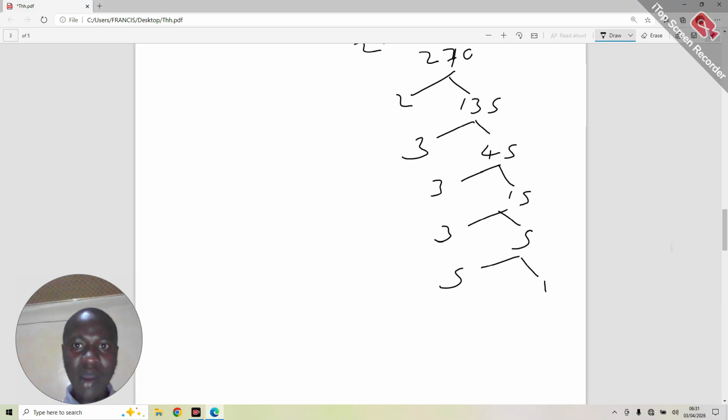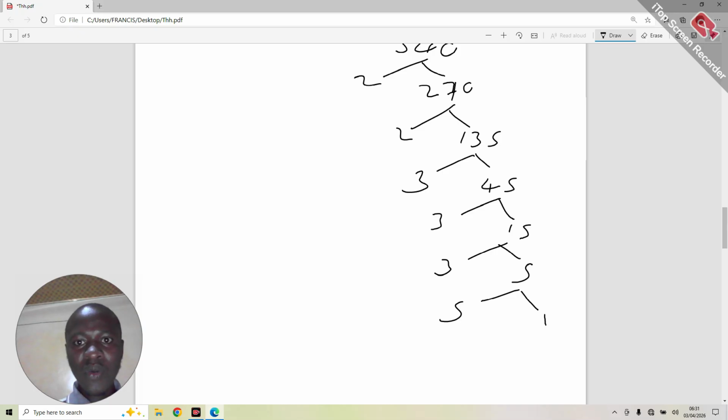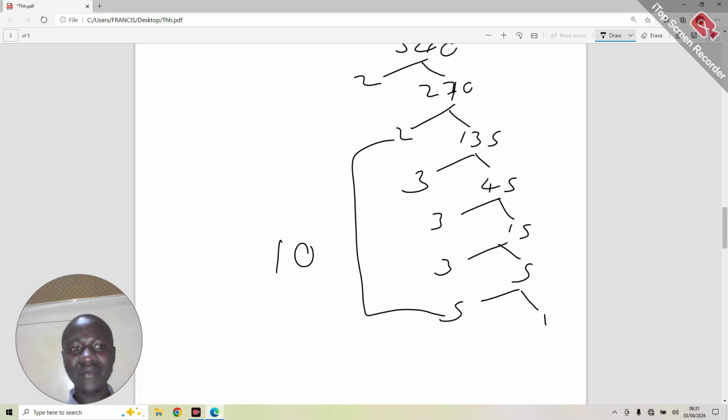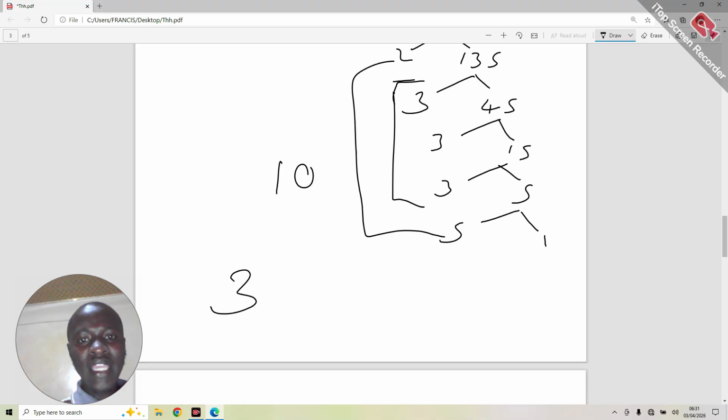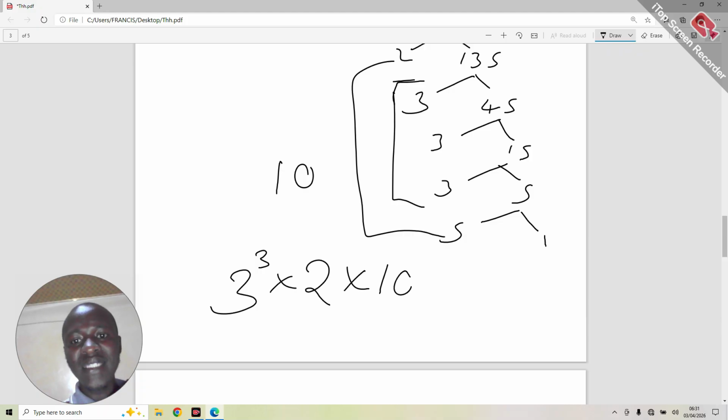So how do we go about it? So we can take this. 5 and 2 will give us 10. And you must have it in mind that there is something to do with the log 10. Log 10 can give us something nice. Then I'll pick on these 3, this together with this. So what will I have? I shall have 3 cubed times 2 times 10.